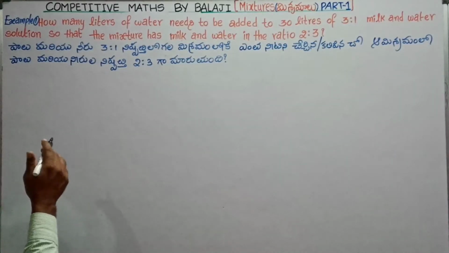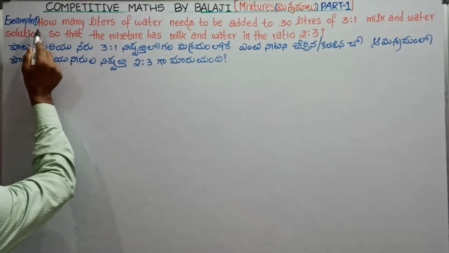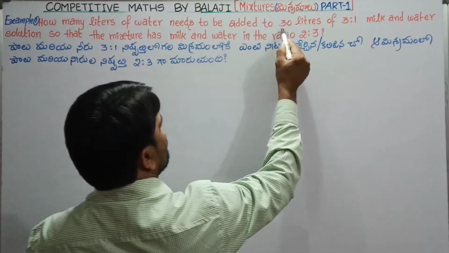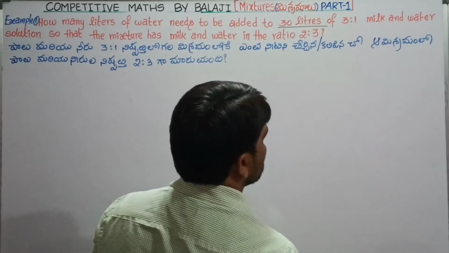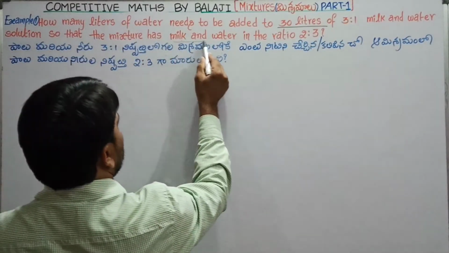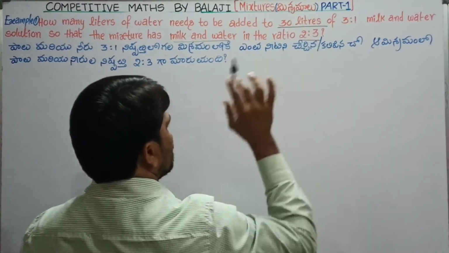Let us see this concept by taking one example question. How many liters of water need to be added to 30 liters of 3:1 milk and water solution so that the mixture has milk and water in the ratio 2:3?